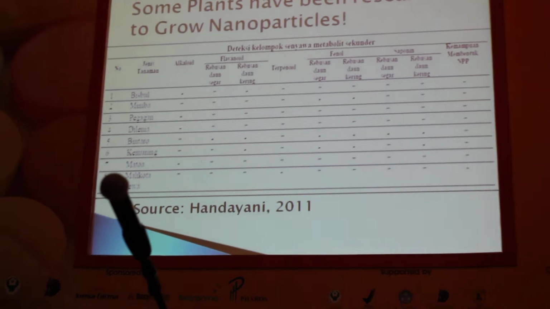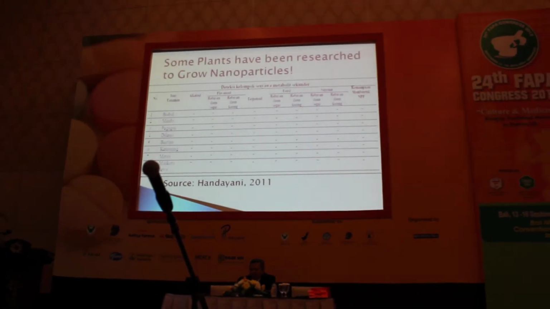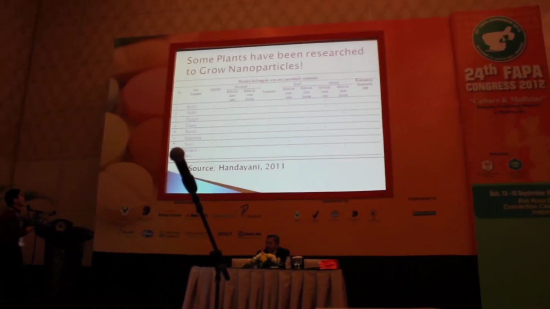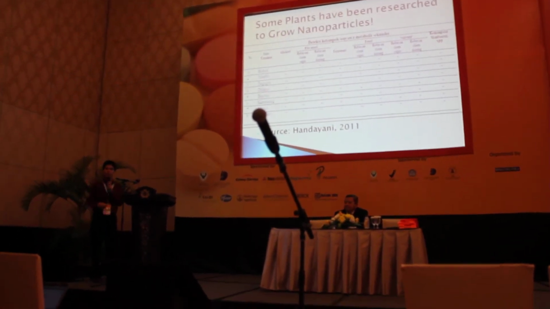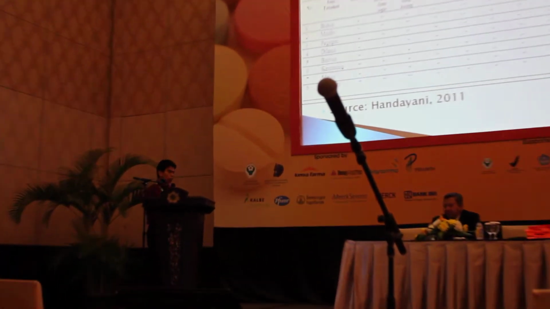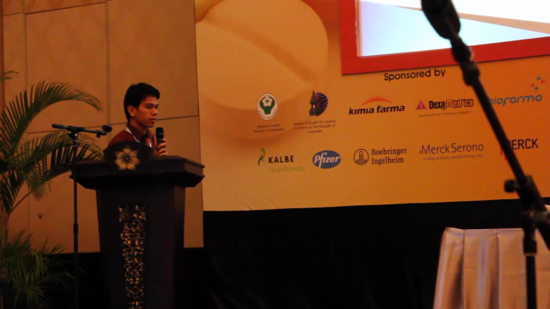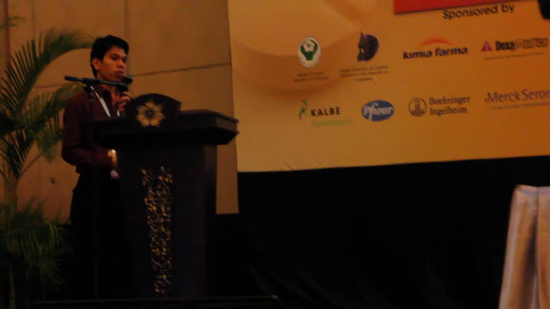There are a lot of plants that have been researched to grow nanoparticles. For example, this is in Bahasa, Azadirachta indica, Centella asiatica, Diospyros blancoi, and a lot of other plants that have been researched. We can use the leaves, the roots, or some other parts of the plants and react with other reagents to grow nanoparticles, for example nanosilver or nanogold.